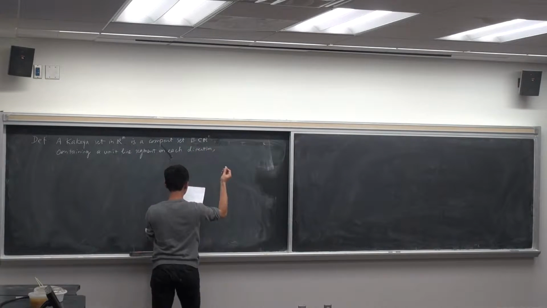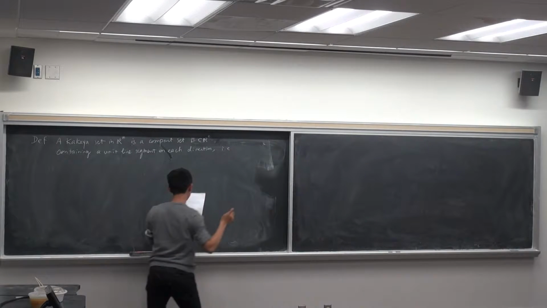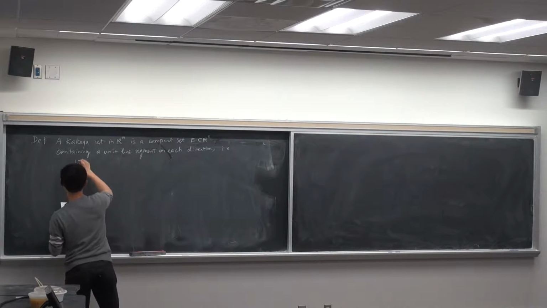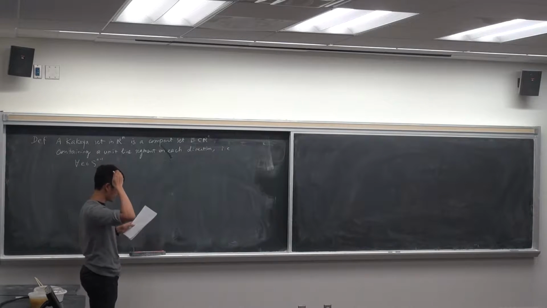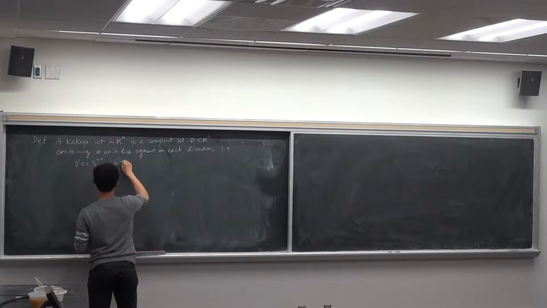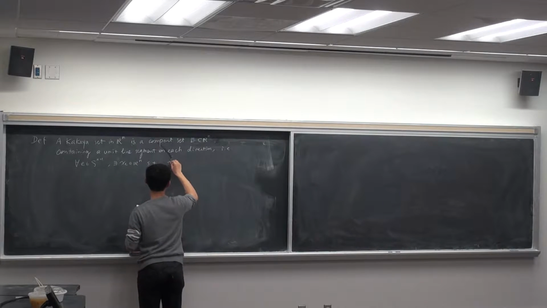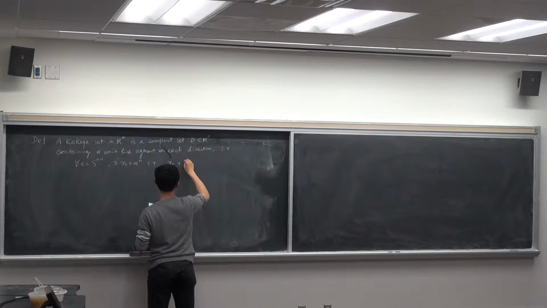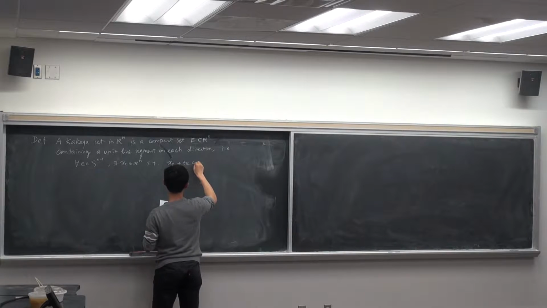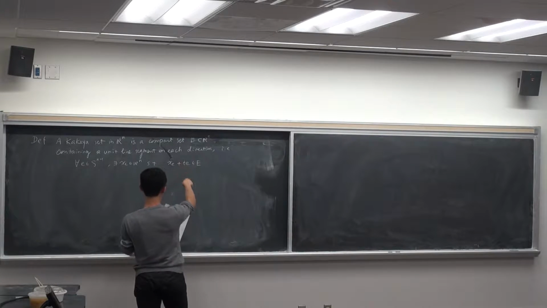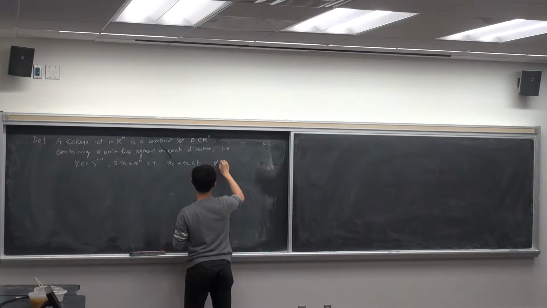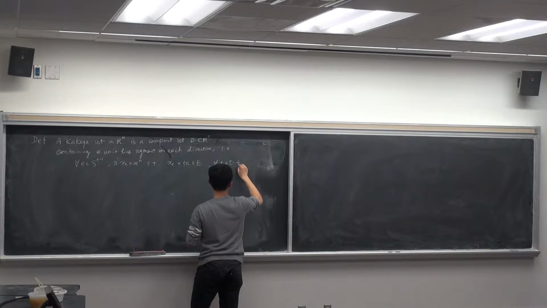So symbolically, what it means is that for all e in the (n-1)-dimensional sphere, there exists a point x in Rn such that x plus t times e is in the Kakeya set, for all t between negative half and half.